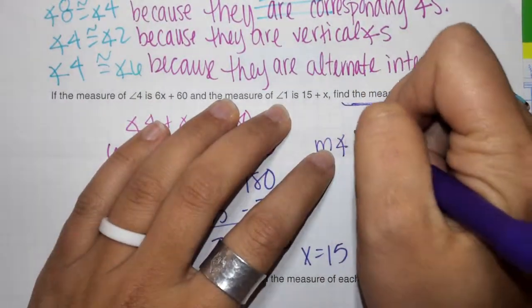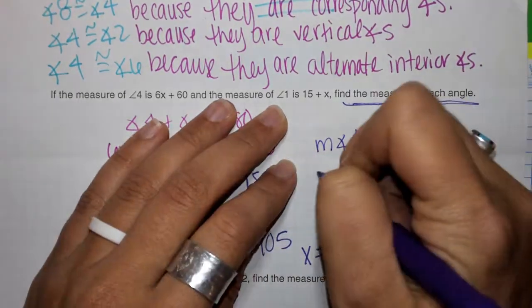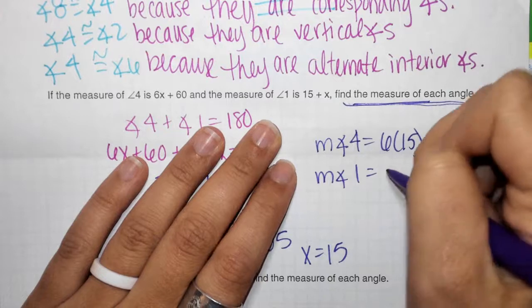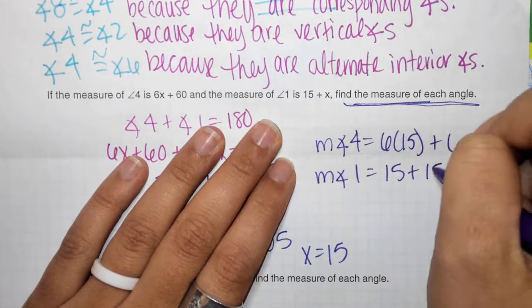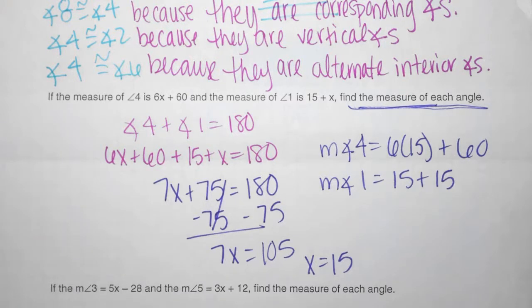So the measure of angle 4 equals 6 times 15 plus 60. And the measure of angle 1 is 15 plus 15, 30.